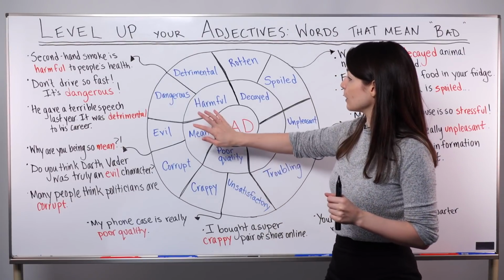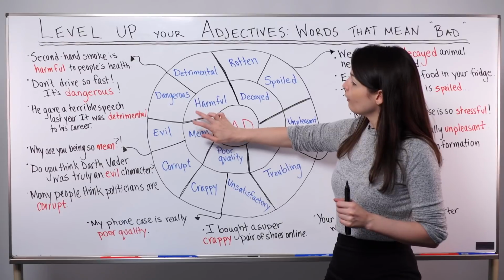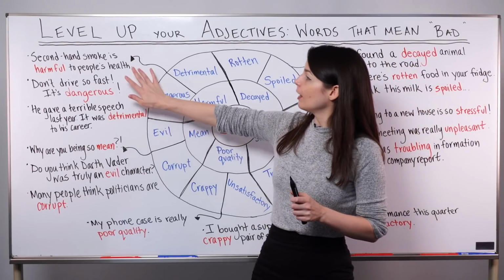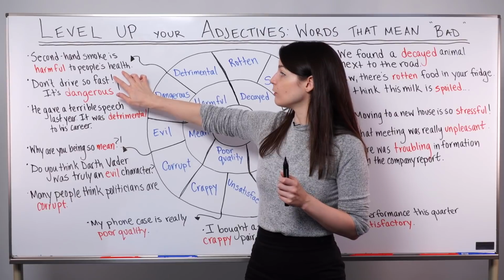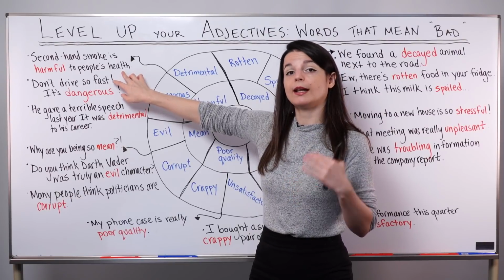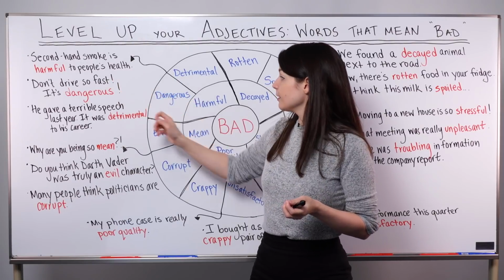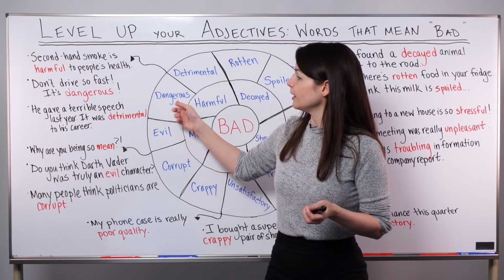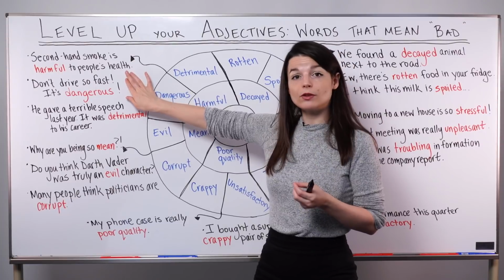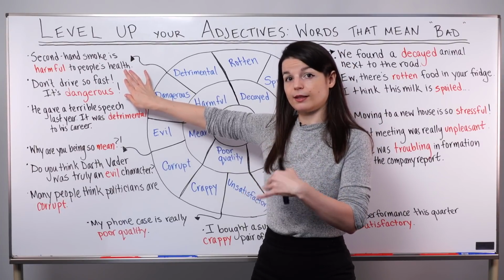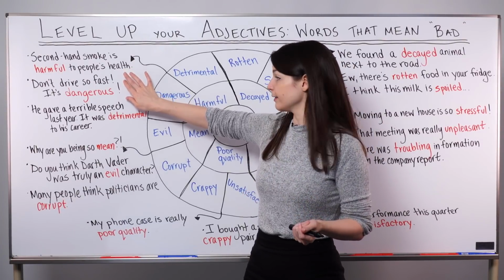So let's look at how we use these in sentences. First is harmful. Secondhand smoke is harmful to people's health. So again, it causes harm, it causes damage to people's health. Second is the word dangerous. In this example, don't drive so fast. It's dangerous. It's unsafe to drive so fast.